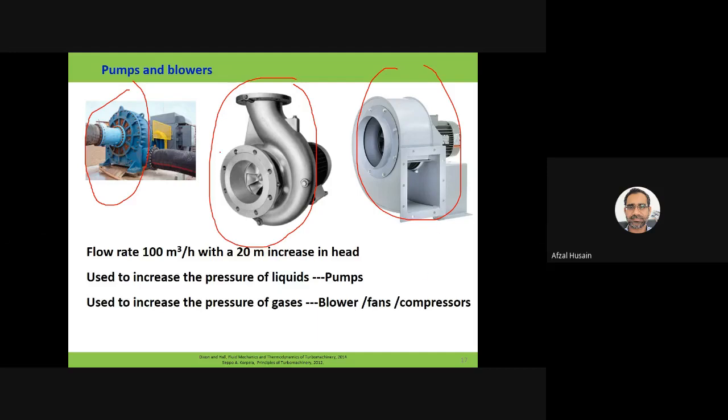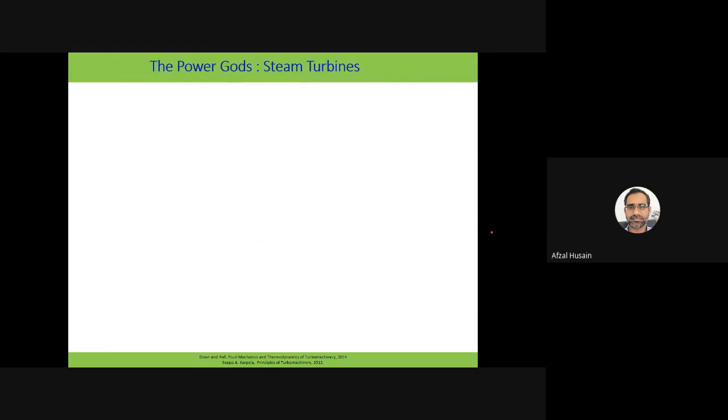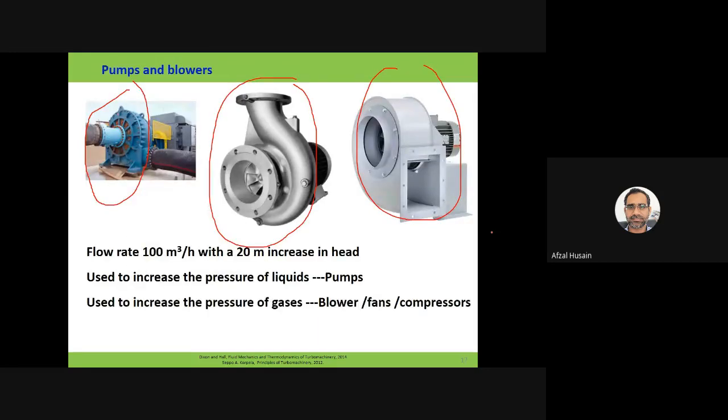So what is the difference between basically the pump, blower, and fans? That will come in the next chapter. What is the difference between pumps, blowers, and fans? Okay, I'm leaving it to you. In the next lecture, we can discuss it, right? What is the difference between pump, fan, and blower?